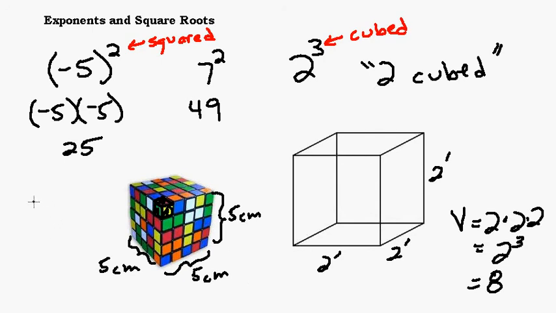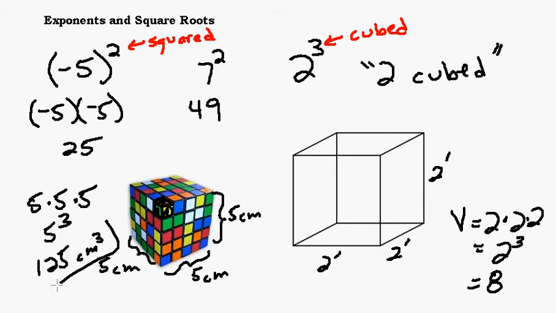So how are you figuring that out? 5 times 5 times 5. 5 to the third power. 125 cubic centimeters is how you write that. So it would take 125 of those little cubes to make this. That's one application of exponents.